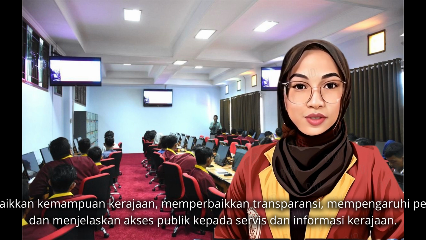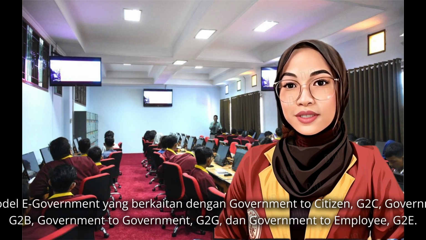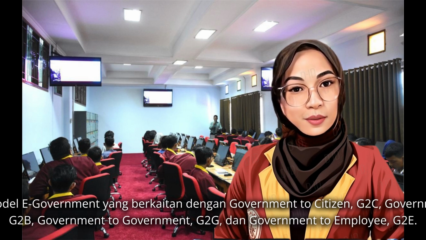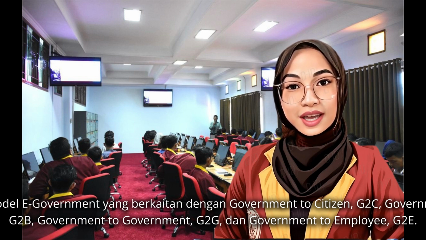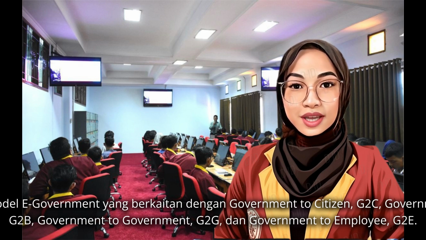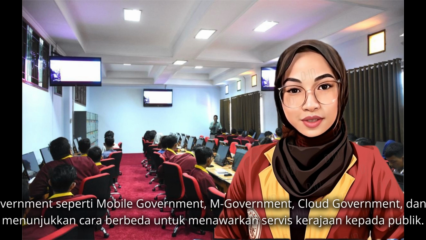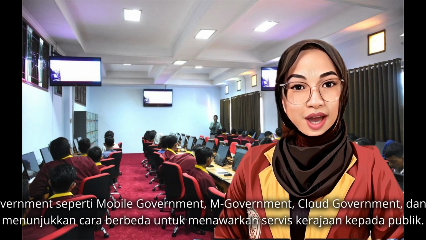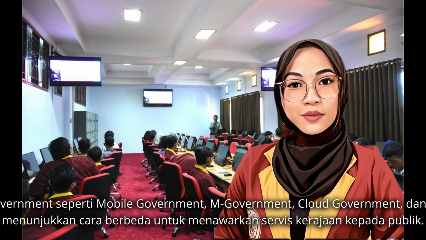government services and information. There are several e-government models which include government to citizen, G2C, government to business, G2B, government to government, G2G, and government to employee, G2E. Each model focuses on specific interactions between government entities and service recipients. In addition, types of e-government such as mobile government, m-government, cloud government, and social government show different approaches in providing government services to the public.